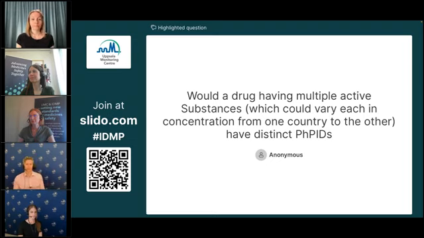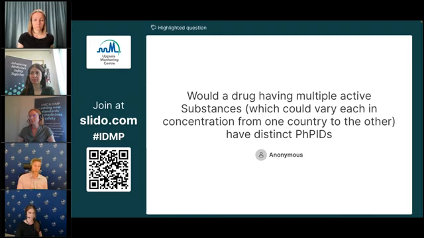Yes, and we have to look at the different levels of the PhPIDs here, because if you have a combination of 2 or more substances, you add them as the individual one. So on the PhPID level 1, it will be the combination of the different substances, like substance A and substance B would have 1 PhPID. And that would be the same no matter what the concentration would be in there.